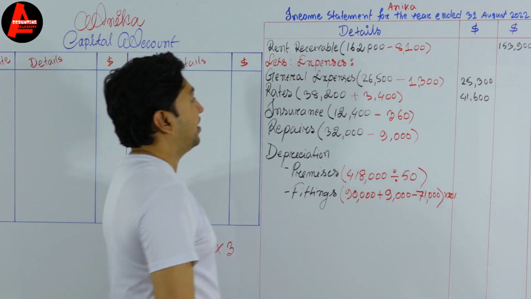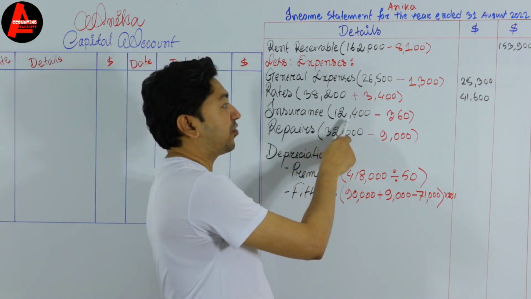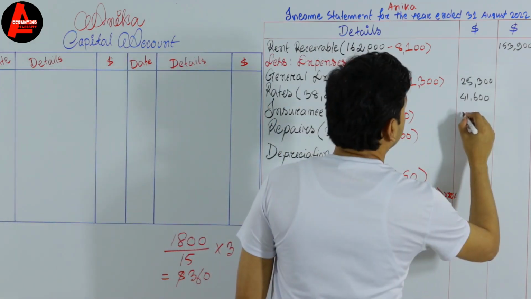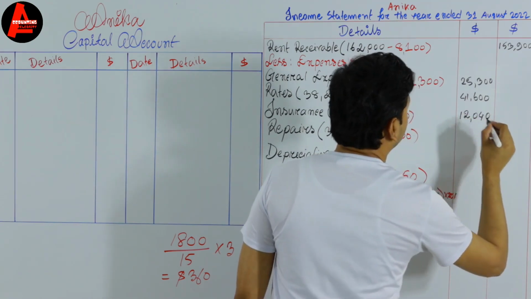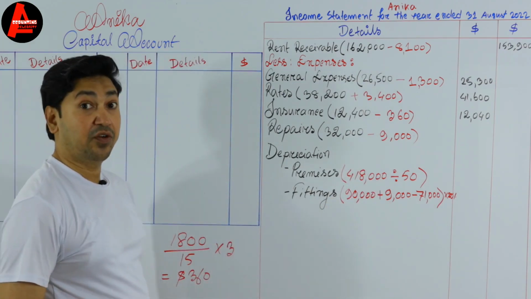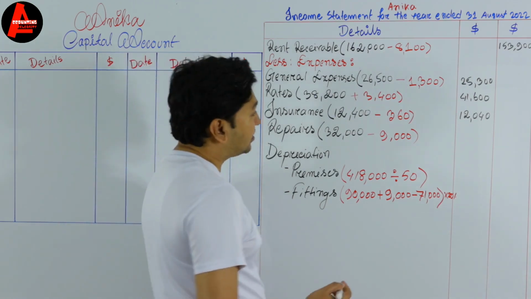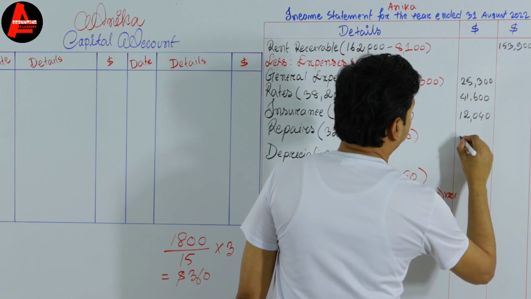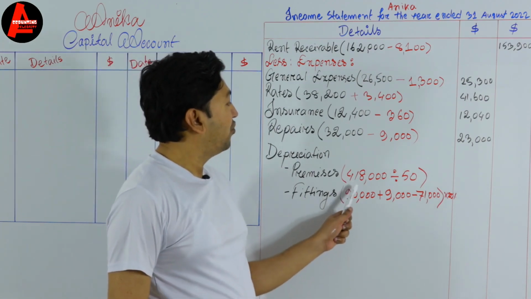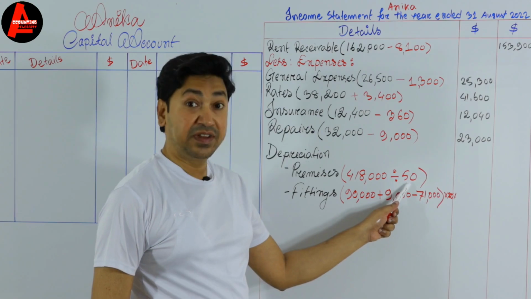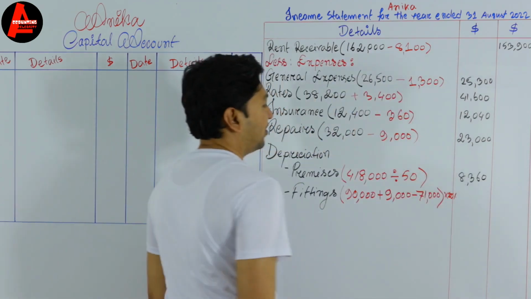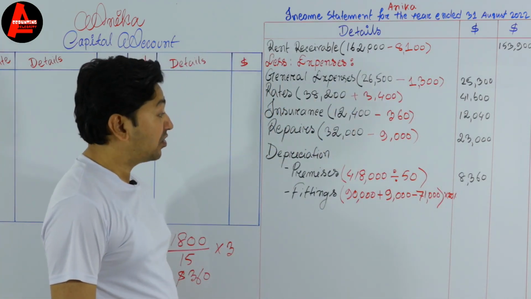Then we have here the insurance. So $12,400 minus $360, which is paid in advance. If we subtract, it is $12,040. Okay, great. Then we have here repairs $32,000 minus $9,000, which is paid for purchasing fitting, which is a non-current asset. So what we get here? It is $23,000. Now calculation of depreciation. Here premises $418,000 divided by 50 years, which gives $8,360.